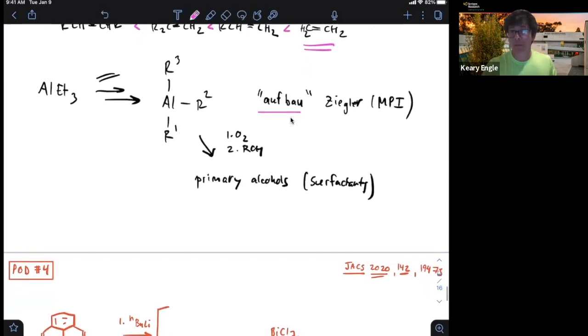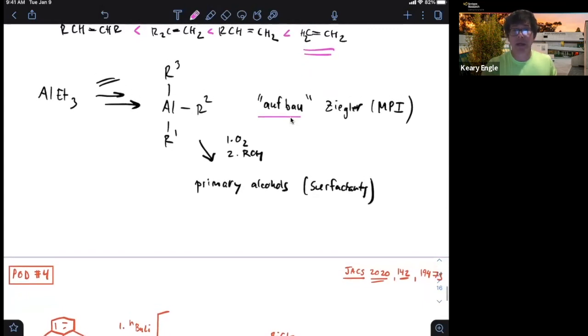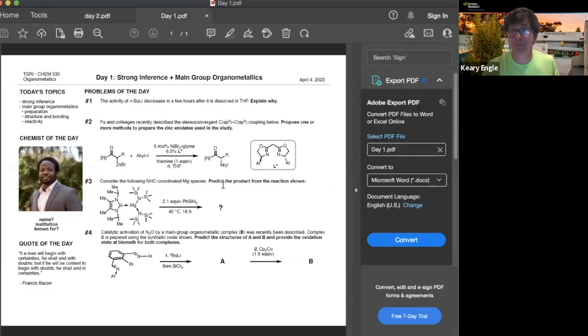Okay, so we'll wrap up the discussion of the day one notes by turning back to the last problem of the day from day one, which is number 4 here.